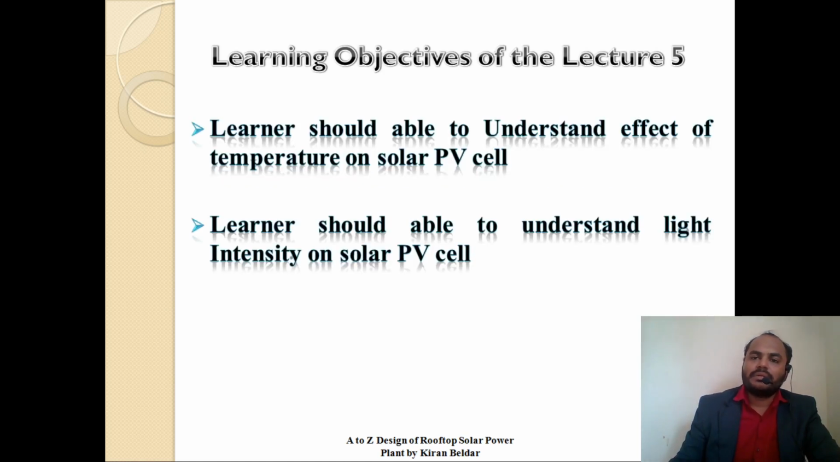Learning objectives of lecture number 5. The learner should be able to understand the effect of temperature on a solar PV cell. The learner should be able to understand the effect of light intensity on a solar PV cell.